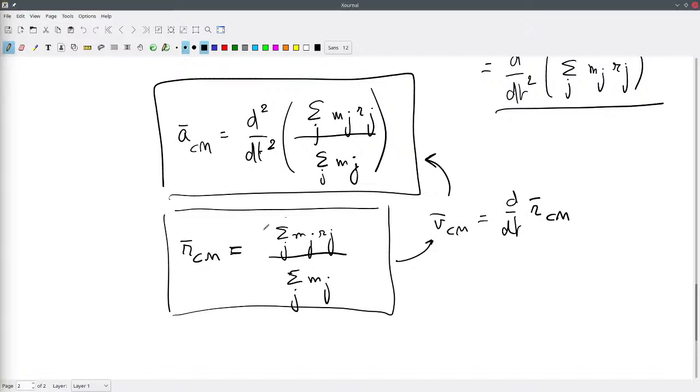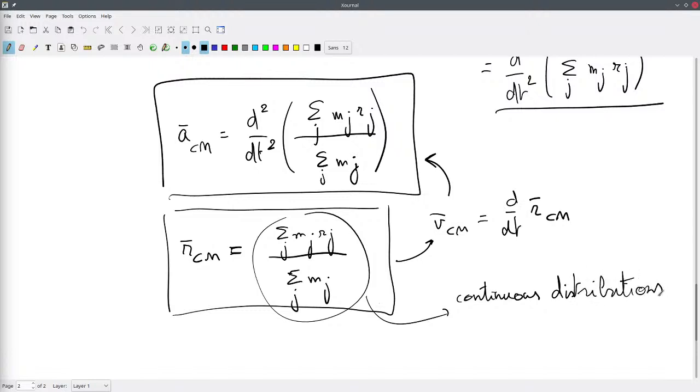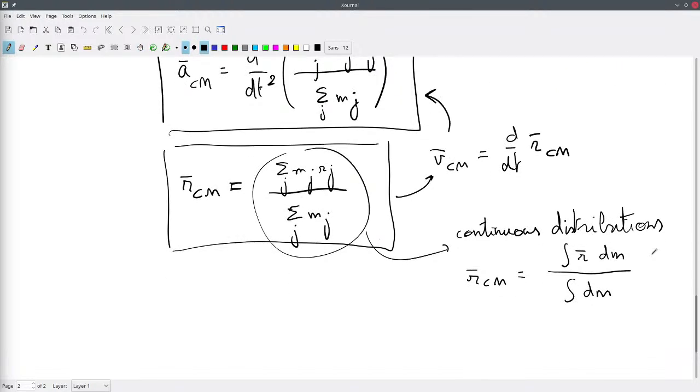And in this case, we have a sum over individual particles. If we do this for continuous distributions of mass, then we'll find that our center of mass is now the integral of the position times little bits of mass divided by the integral over the little bits of mass separately, and of course this part here will be the mass itself, just like in this case that was the total mass of the collection of particles.